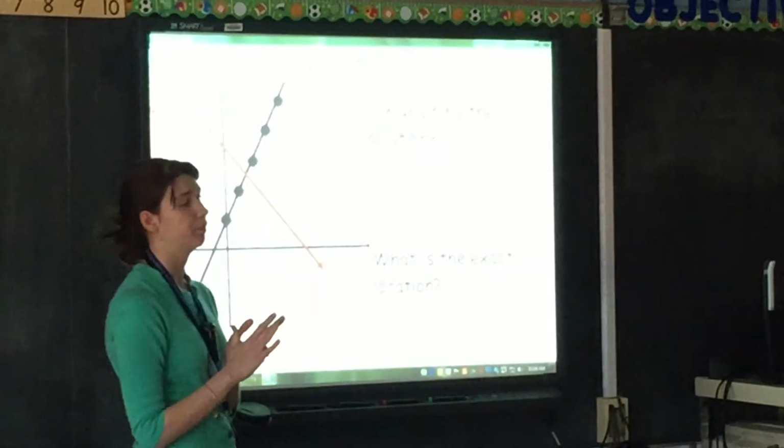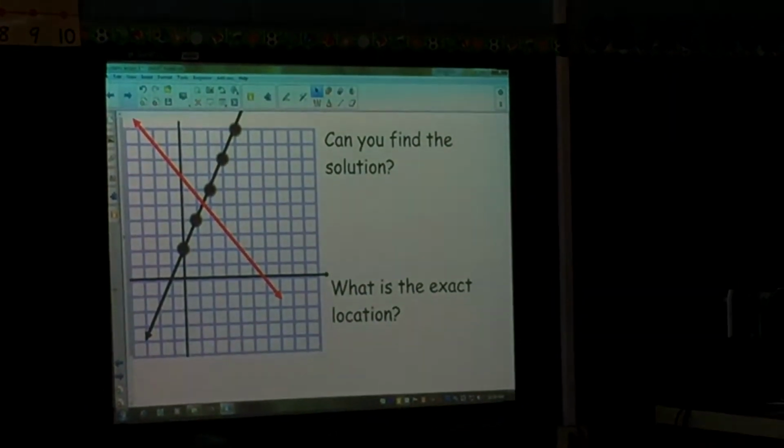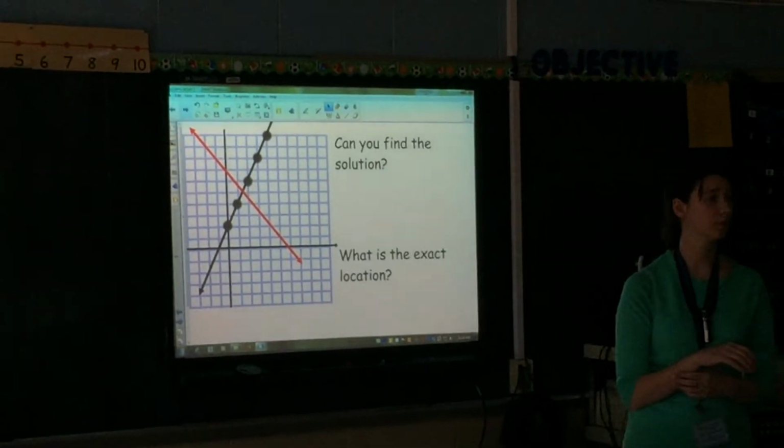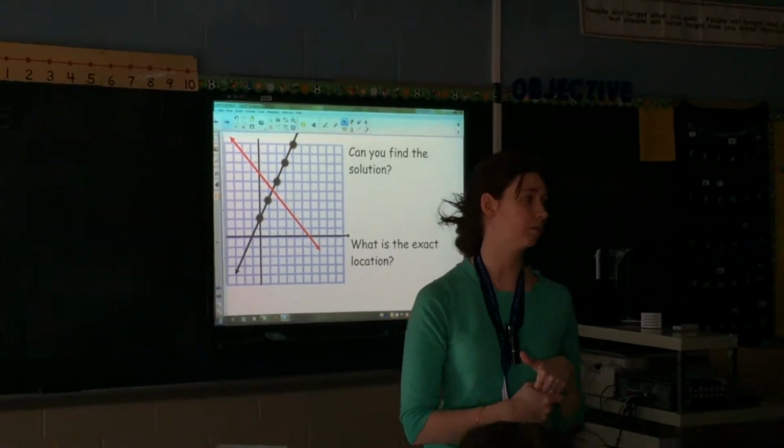So to start, let's go back to the graphing. Can you find the solution? Before we find the solution, what is the solution? Who can remember what a solution is? Henry, what's a solution? Where the two lines cross. What else is the solution? How do we write the solution?